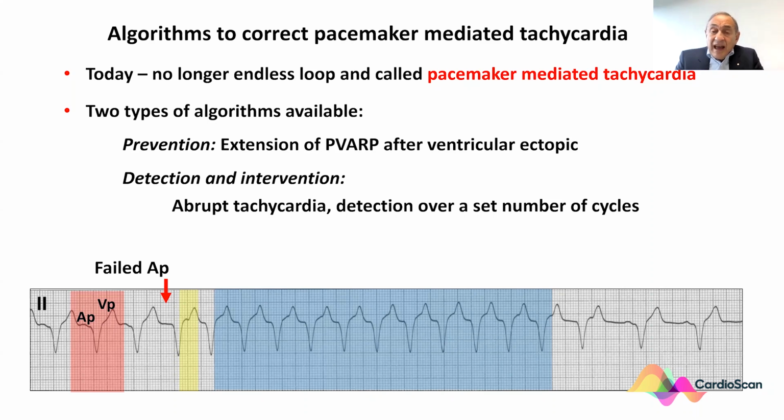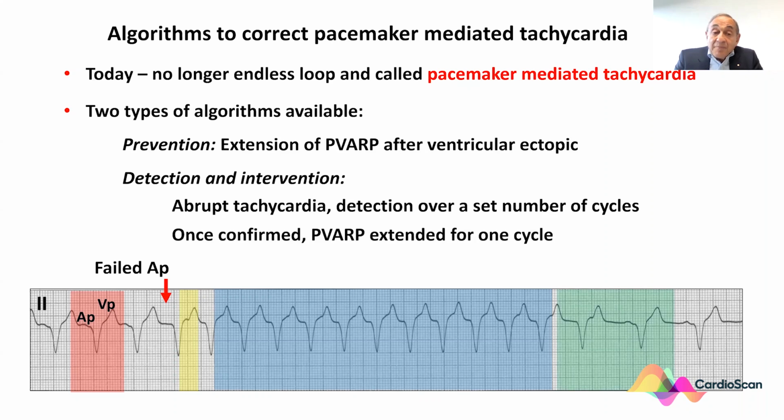Each company has a different number, but one cannot look at an ECG and necessarily correctly determine the company, because it takes time for the pacemaker to determine that this may be a tachycardia, and then it counts a set number of cycles, and at the end of that time, PVARP is extended over one cycle, terminating the pacemaker-mediated tachycardia.